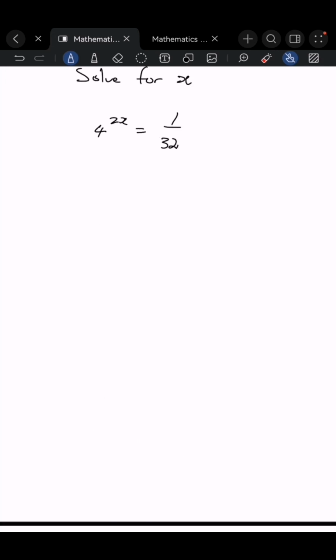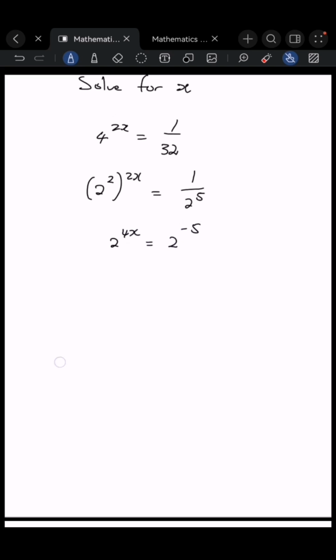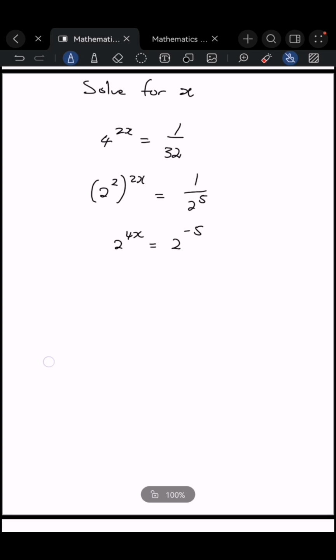So for x, 4 raised to the power of 2x is equal to 1 over 32. This one is 2 raised to the power of 4x is equal to 1 over 2 to the 5. Therefore, 2 to the 4x is equal to 2 to the minus 5. Okay, 4x is equal to minus 5. x is equal to minus 5 over 4, which is negative.